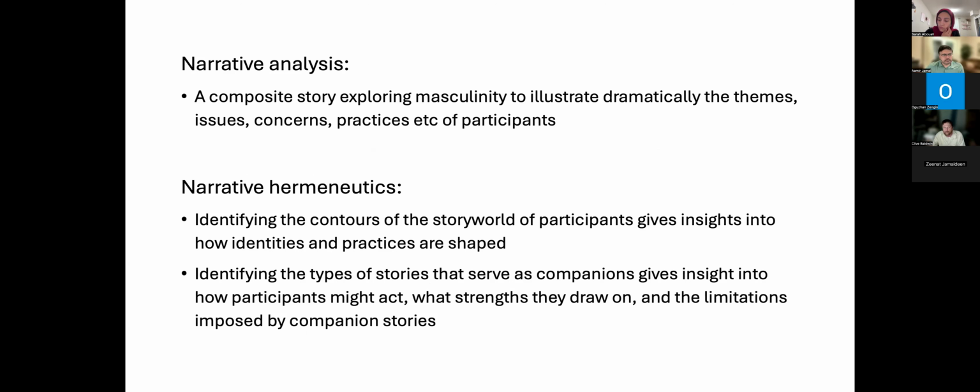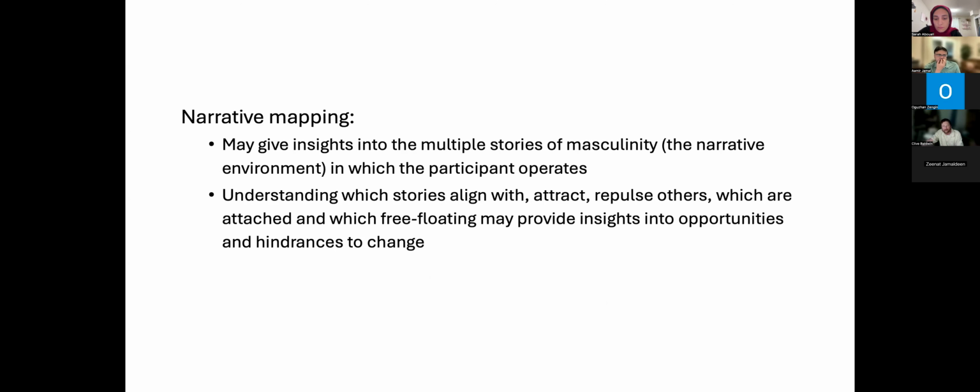Yeah. So composite story, which we mentioned, hermeneutics, how identities and practices are shaped by the bigger story world. The types of stories, like companions, might give insight into how people act, what strengths they can draw on, limitations. And narrative mapping gives insights into multiple stories and helps understand how these operate, and it might give insights into opportunities and hindrances to change.